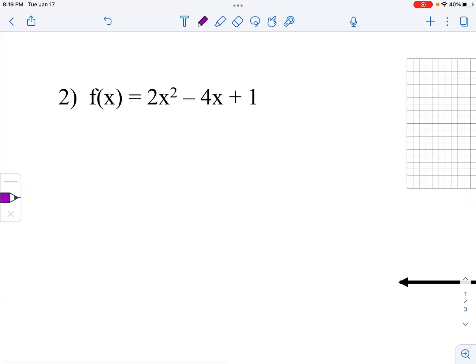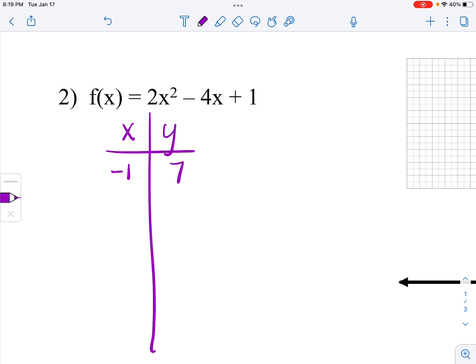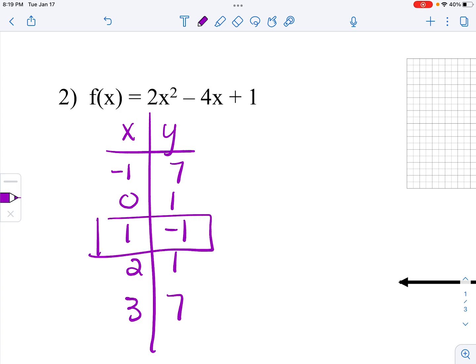So you're literally, there's no math involved. You guys are literally just using your calculator and copying. So we have -1, 7, 0, 1, 1, -1, 2, 1, 3, and 7. Here is my vertex. Look for the rainbow. So 1 matches with 1, 7 matches with 7, and it would keep going and going. But again, we can't fit those points on the graph.